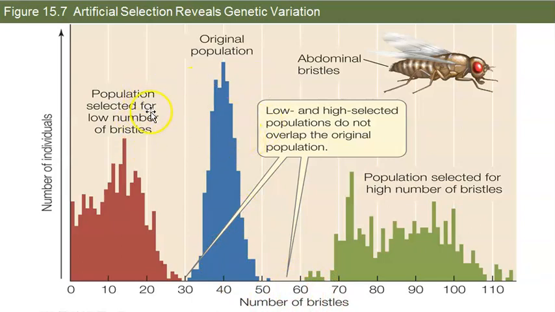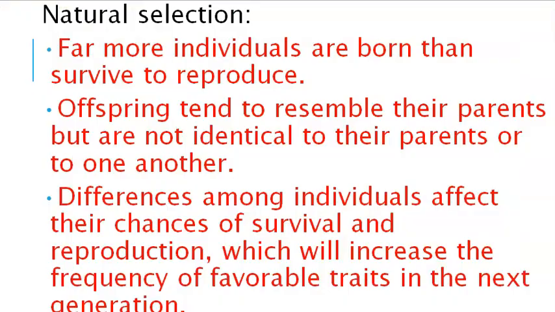If you select for low number of bristles, you can see that there's a complete break now. What we're doing is taking fruit flies that have low abdominal bristles and mating them with the same ones that have low, or high and high. And eventually, over time, you can see we have completely changed from the original population. We now have a high number of bristle population here, and a low number of bristle population here. And that is, by definition, because genes are changing, evolution.